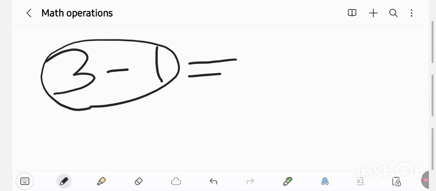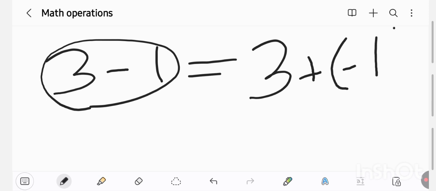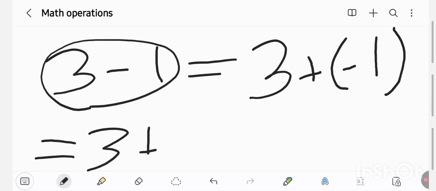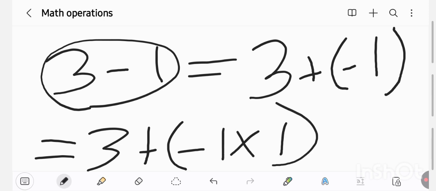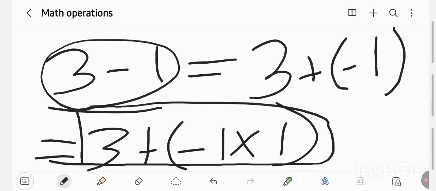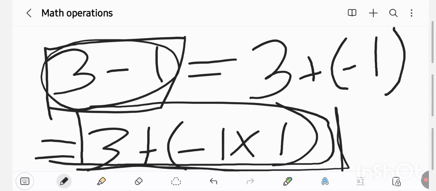When you look at something deeper like 3, what is in the base of it, or in the main theme of it, it's actually written like this: 3 plus minus 1. Here again there's more: 3 plus minus 1 times 1. This is the actual written form of 3 minus 1. Look how a simple math just turned into a complex expression.